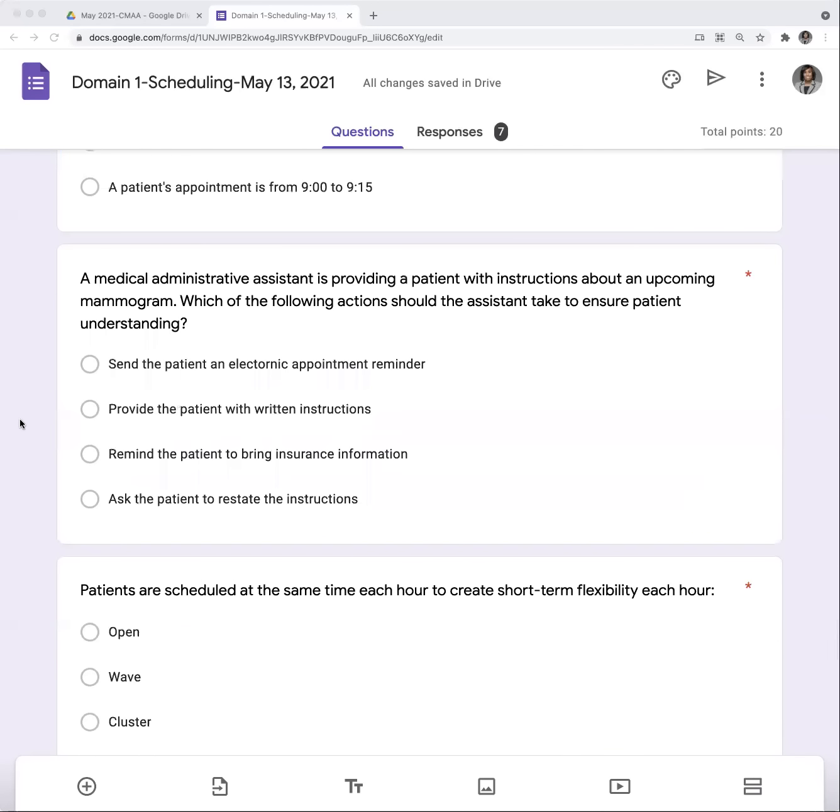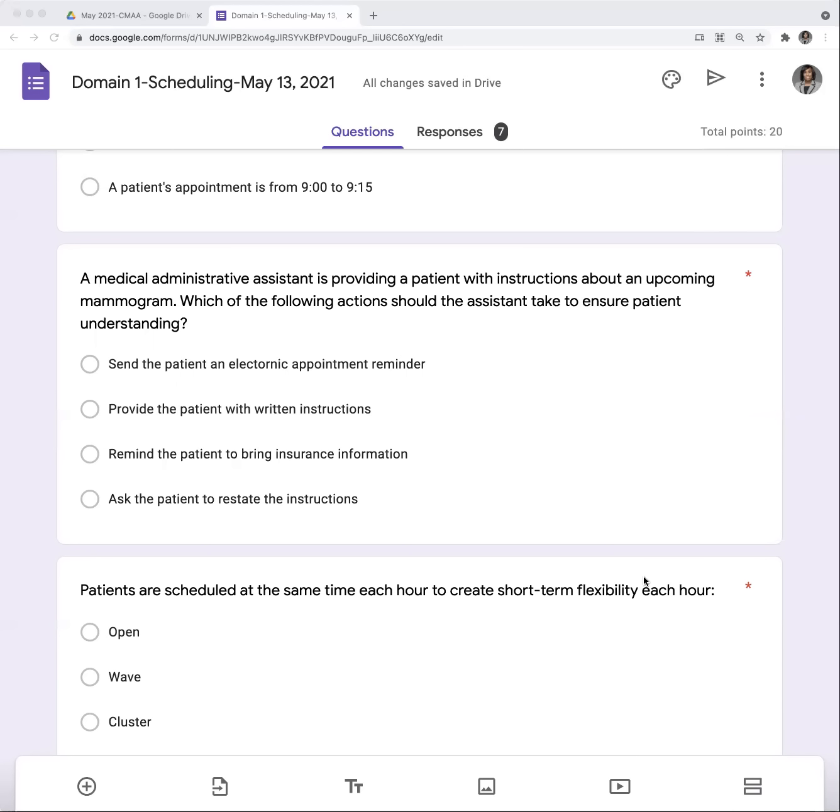MAA is providing the patient with instructions about an upcoming mammogram. So you would ask the patient to restate the instructions. Yep.